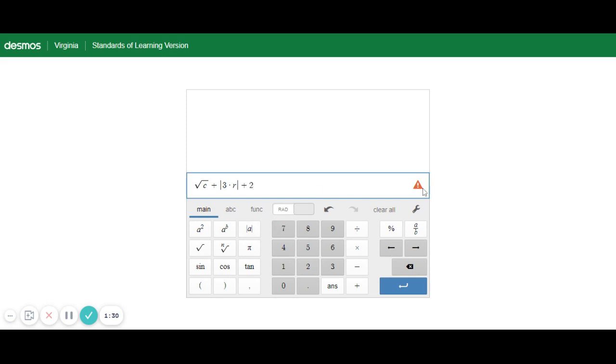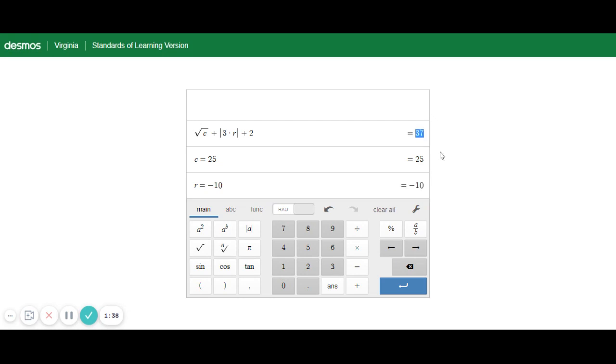So again, caution sign. What I'm going to do is hit enter and type in what C is. C is 25, R equals negative 10, and then it tells me that my problem equals 37.